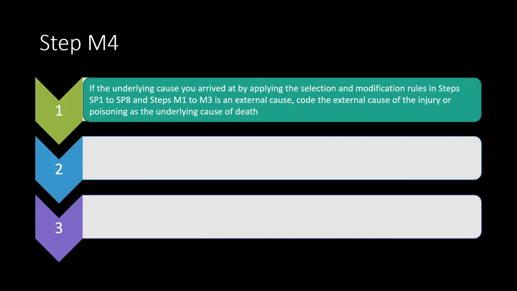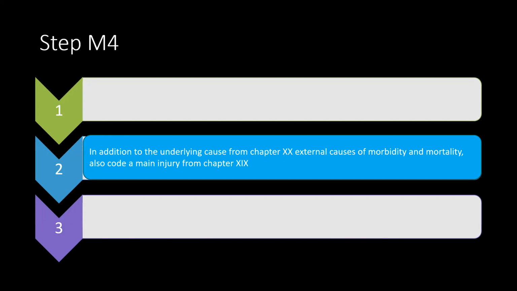These instructions are available in Volume 2 of ICD-10 in section 4.2.6. If the underlying cause you arrived at by applying the selection and modification rules in steps SP1 to SP8 and steps M1 to M3 is an external cause, code the external cause of the injury or poisoning as the underlying cause of death. In addition to the underlying cause from Chapter 20, external causes of morbidity and mortality, also code a main injury from Chapter 19.